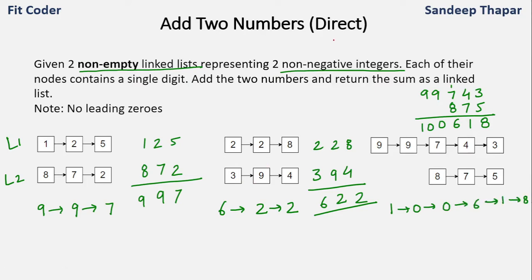Now you can see here that I have written direct. This means the numbers are represented in the same manner as they are written in the linked list. So if the linked list is like this, 228, then it represents the number 228.